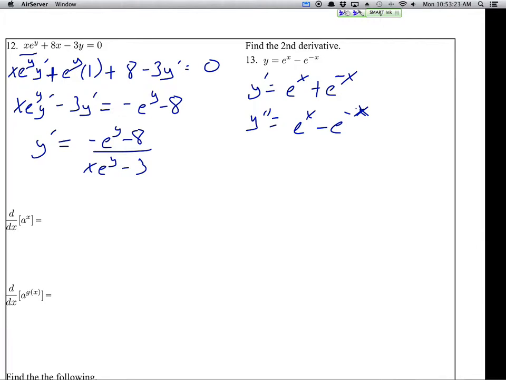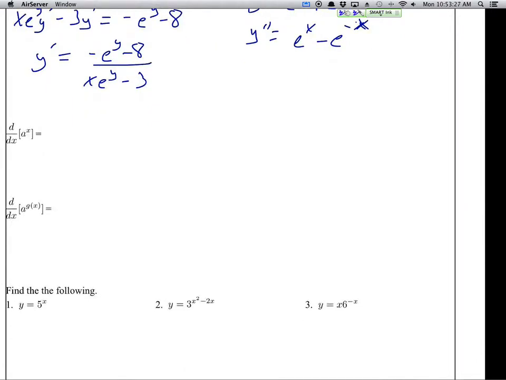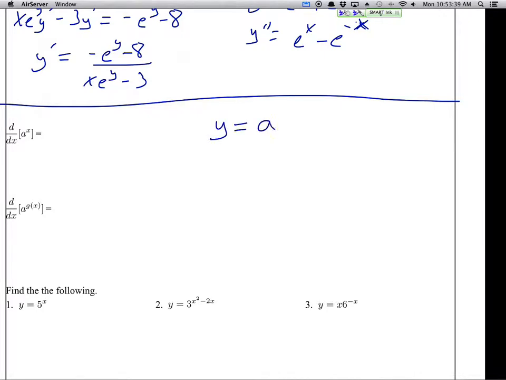Alright, so that's how you handle derivatives when you're dealing with e to the x. Now we want to look at exponentials, but we want to deal with a base other than e. So we're talking about a. To figure this one out, let's say I'm dealing with y equals a to the x. Let's say I don't know how to take the derivative of a to the x. What's something I can do to change it and make it not be an exponential function anymore?